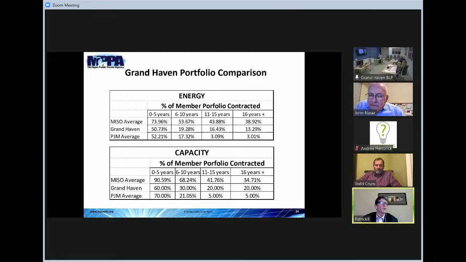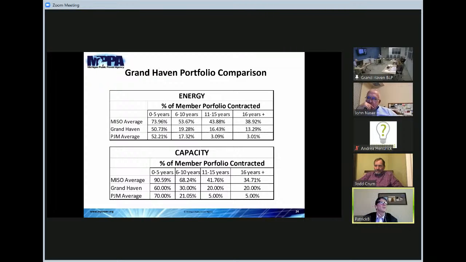So the table below is just capacity. So I think you all understand the difference, or maybe you don't, but the difference between capacity and energy. Capacity is the peak amount of capability of a plant, and Grand Haven in this case has more capacity than it has energy as a percentage of its portfolio, and those are high in the 0 to 5 year time frame. But then that obviously decays over time too, and down into that 20% level. So pretty similar to our PJM members, really.